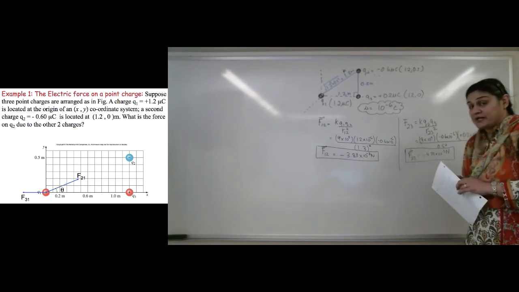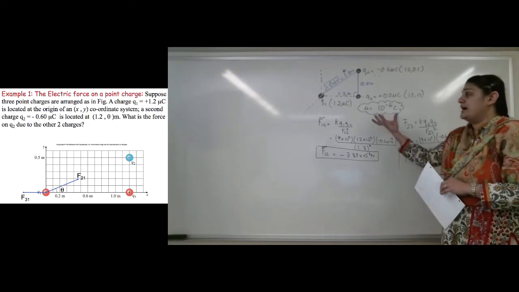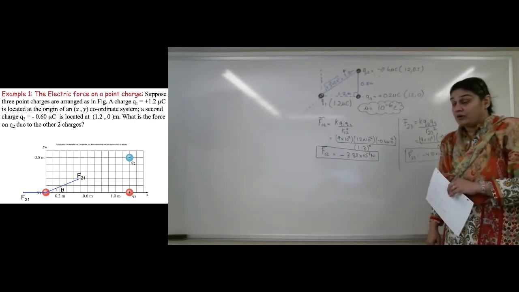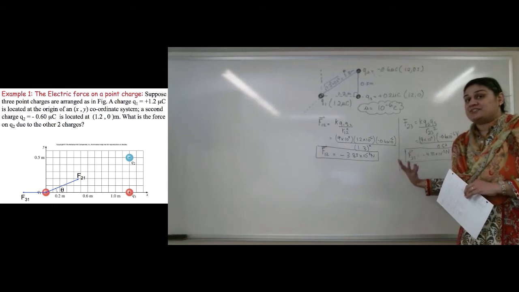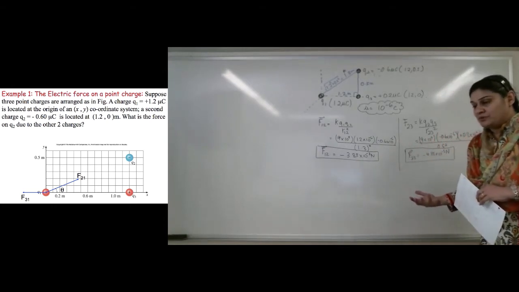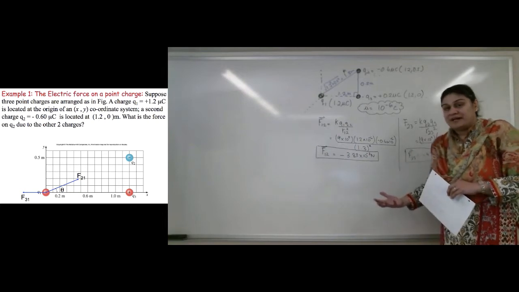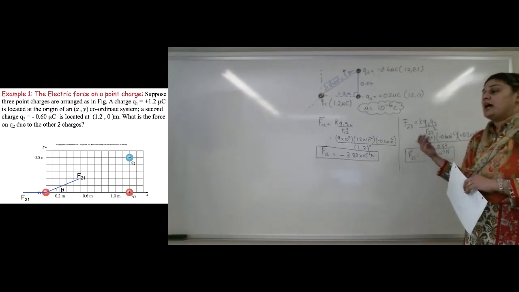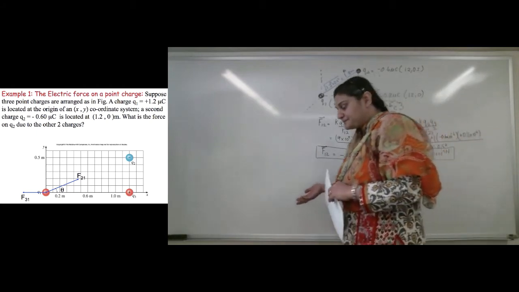Now, the next question: can I just add these two up to get me the force on it? The answer is unfortunately no, because these need to be added as vectors. So in order to add them as vectors, what do I have to do? Well, I need to find the components of each of them in the x and y plane. How do I do that?